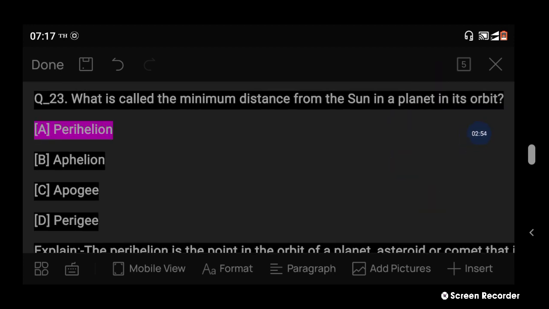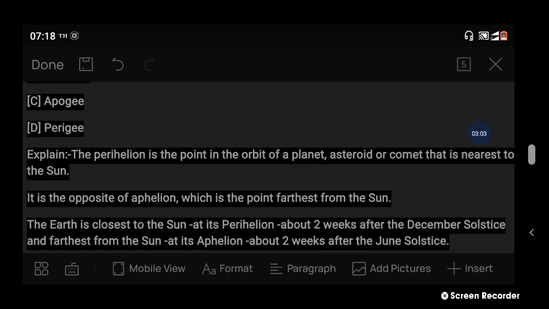Number A, perihelion. This is what the minimum distance from the sun in a planet's orbit is called. Question 23 explanation: The perihelion is the point in the orbit of a planet, asteroid or comet that is nearest to the sun. It is the opposite of aphelion, which is the point farthest from the sun.